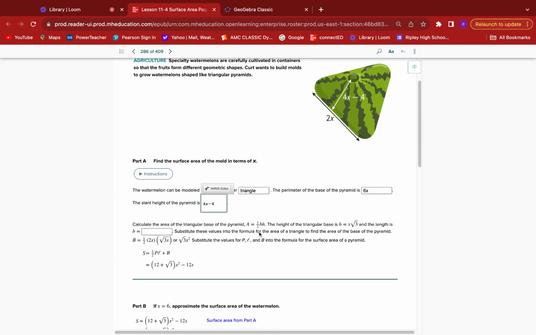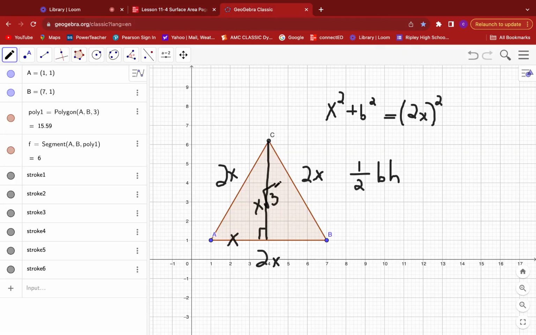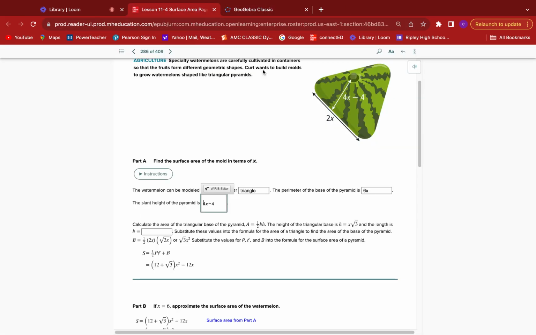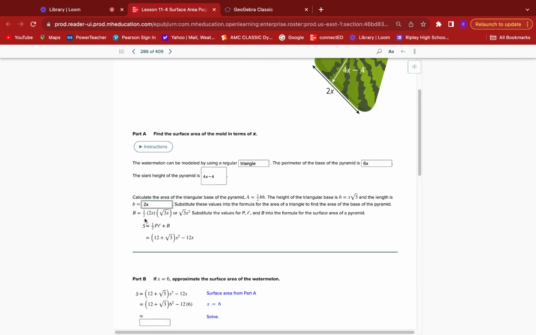All right. Now, it looks like we need to calculate the area of the triangular base is 1/2 base times height. The height of the triangular base is x square root of 3, which we just did and just proved. All right, and the length is 2x. Just talked about that. All right, substitute these values to find the formula. All right, so we got area of a triangle is 1/2 2x times the x square root of 3.